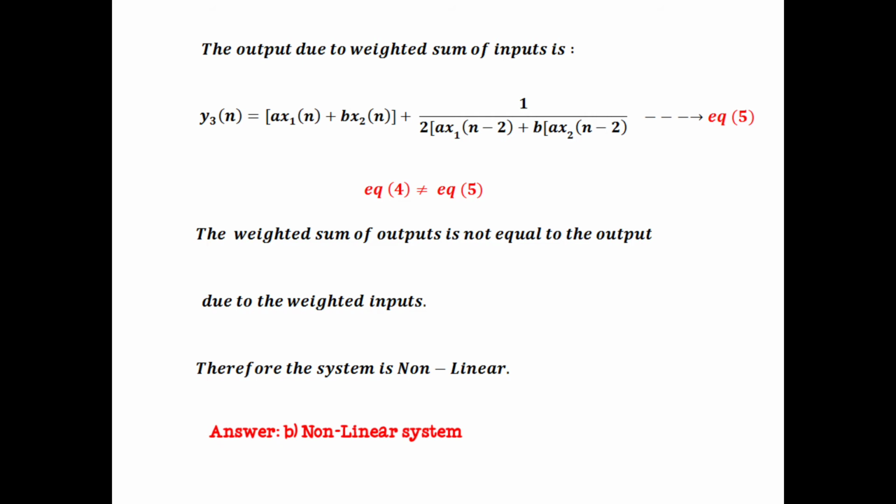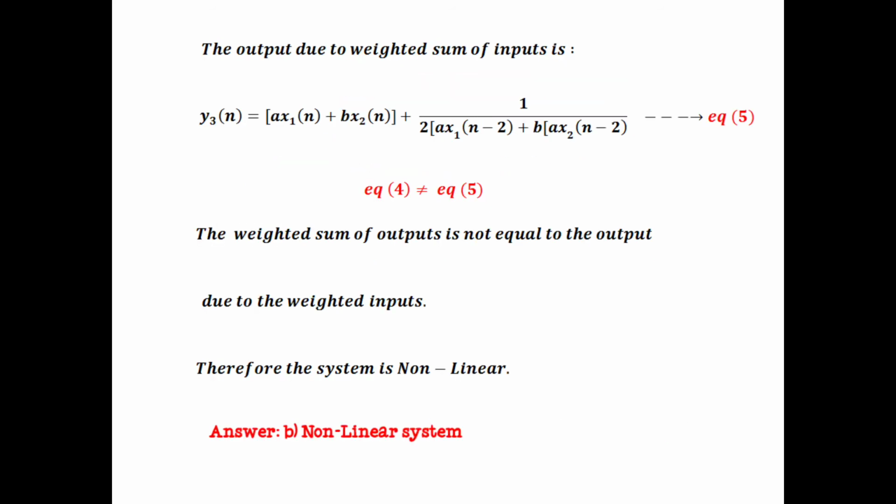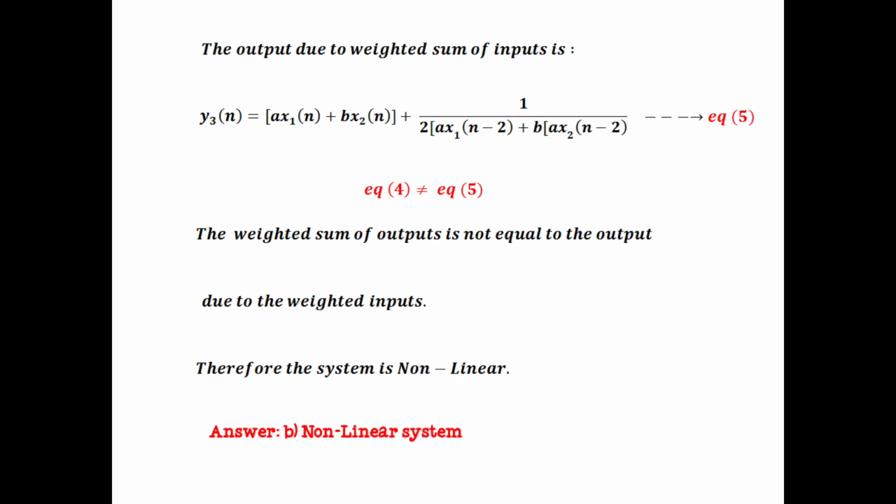So y3 of n is equal to, in the place of x of n, a x1 of n plus b x2 of n, plus 1 by 2 into x of n minus 2. So in the place of x of n minus 2, you can write a x1 of n minus 2 plus b x2 of n minus 2.